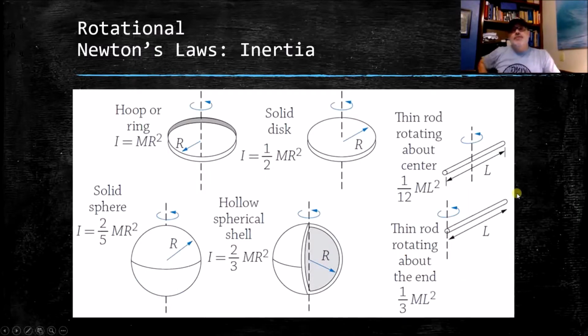So here are some common shapes that you'll need to be aware of: a hoop or a ring, a solid disc, a solid sphere all the way through, or a hollow sphere like a basketball. Notice that the ring, since all of its mass is out at the radius, has a 1 up front, so it's completely effective at producing inertia. The farther the mass gets, the larger this number gets out front. We also have a thin rod rotating about its center of mass or rotating about its end. When it's rotating about an end, it has more mass farther out, so it has a larger factor out front than when it's rotating about its center of mass.